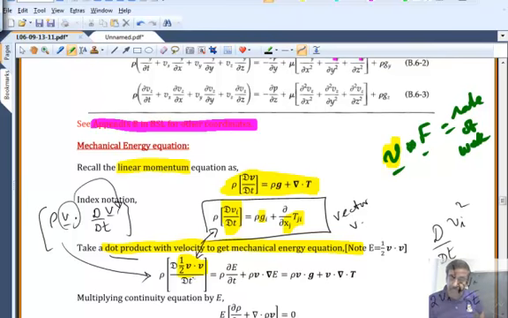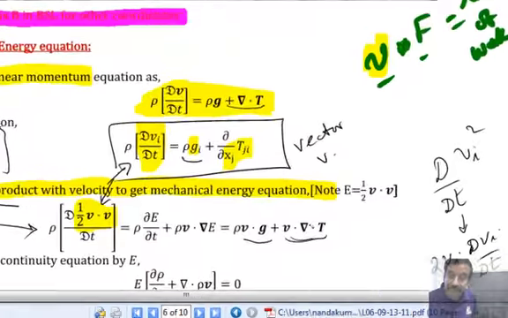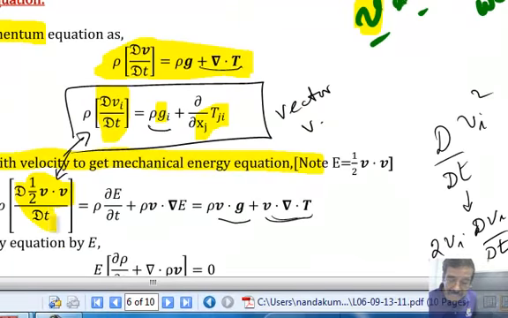On the right hand side, I will have V dot G as it is. I'm not doing anything with that. And then I will have V dot del dot T as it is. I'm not doing anything with that. But I'm reinterpreting this term. D/dt is the total derivative, which is equal to the partial derivative plus V dot del. Now I called E my 1/2 V dot V.